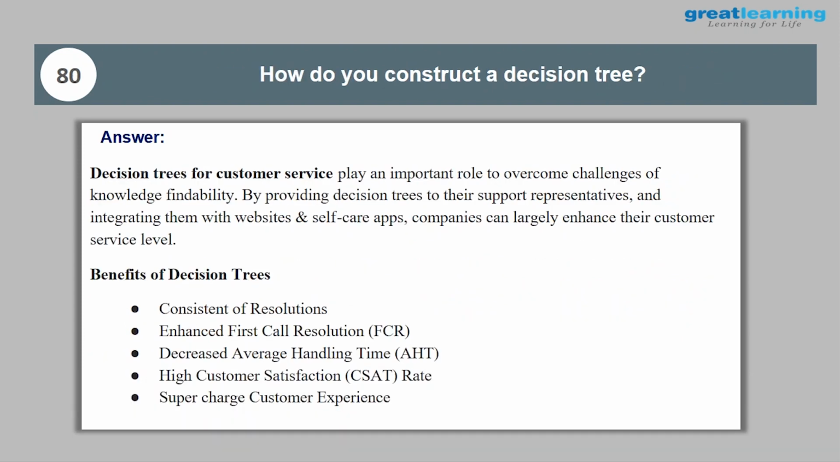Now let's have a look at how you construct a decision tree. Decision trees for customer service play an important role in overcoming challenges of knowledge. By providing decision trees to their support representatives and integrating them with websites and self-care apps, companies can largely enhance their customer service level. So what are the benefits of decision trees? Consistency of resolutions, enhanced first call resolution, that is FCR, decreased average handling time, that is AHT, high customer satisfaction, that is CSAT rate, and supercharged customer experience.